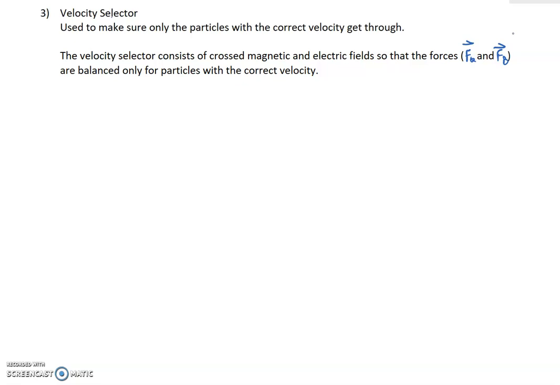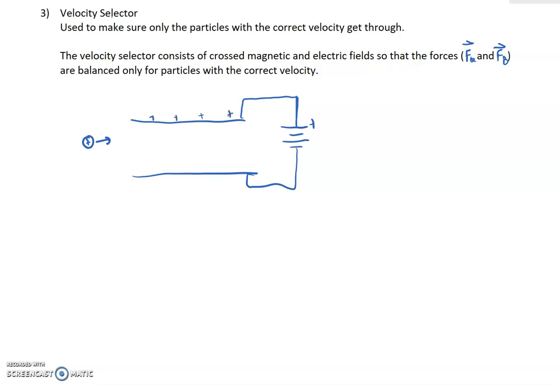So this is what a velocity selector actually looks like in a practical sense. We have a charged particle coming into two plates. So I've got a plate at the top and a plate at the bottom, and this is going to be connected to a circuit, and that circuit is going to charge the top with a positive charge, and it's going to charge the bottom with a negative charge. And we then run a magnetic field that's traveling perpendicular to that electric field.